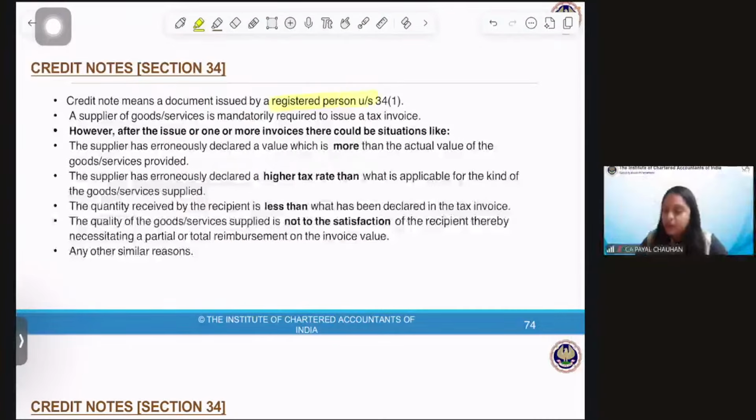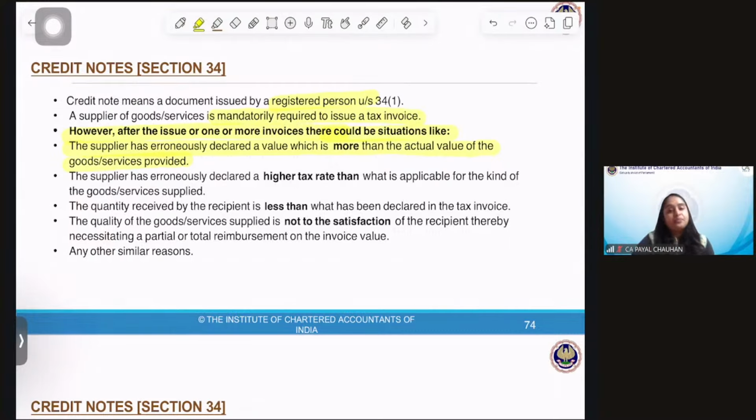Now, a supplier of goods or services is mandatorily required to issue a tax invoice. However, after the issue of one or more invoices, there could be a situation where a credit note is issued, like the supplier has erroneously declared a value which is more than the actual value of the goods or services provided.